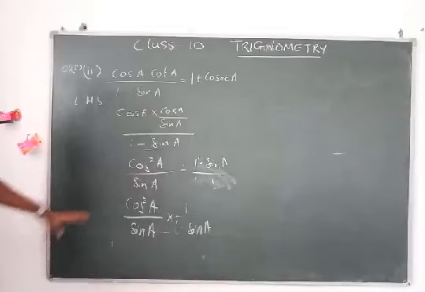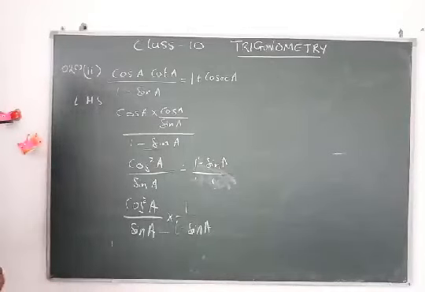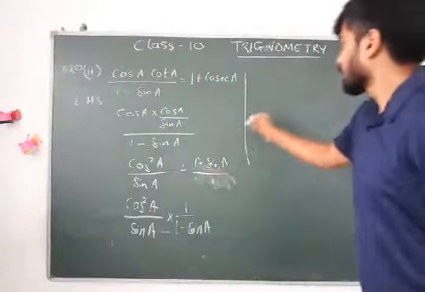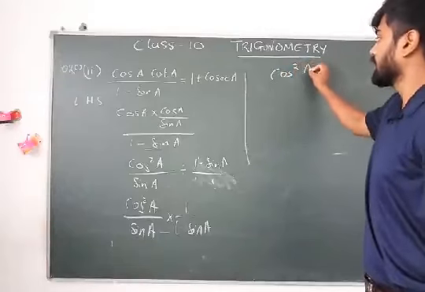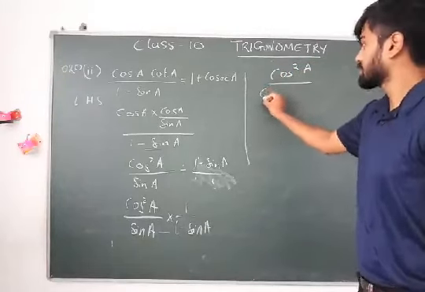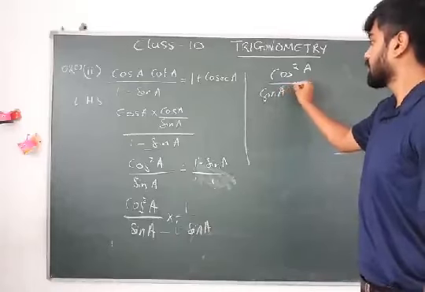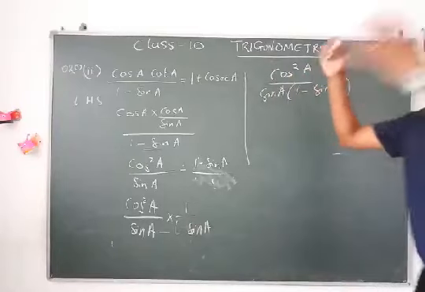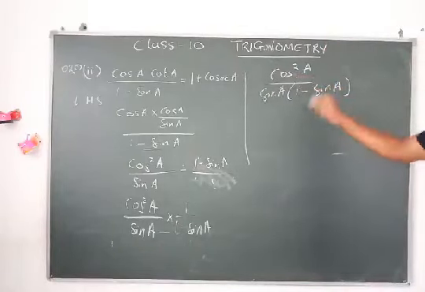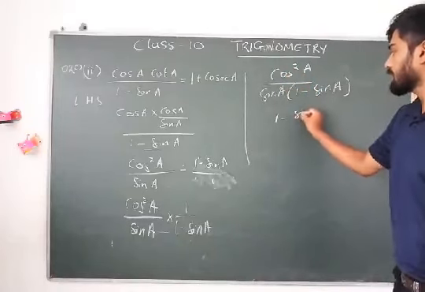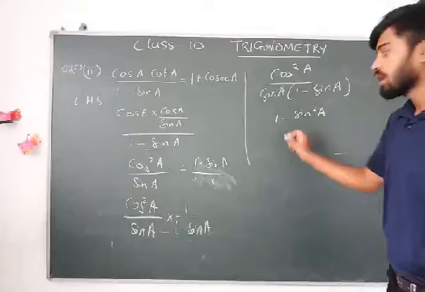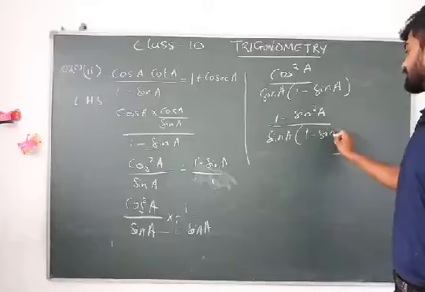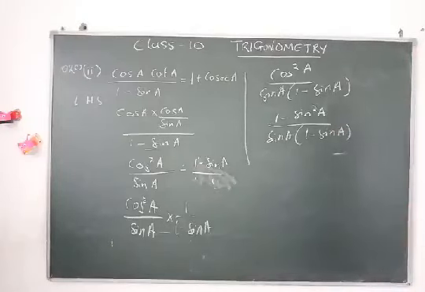And then I can change this. How will I change this? Can you think of what I can do ahead? Have a look over here, I'm writing it here. Cos square A upon sin A, 1 minus sin A, right? Now everything else is in sin, so I'll change this also into sin. How to change this into sin? 1 minus sin square A upon sin A bracket 1 minus sin A. I hope that's understandable to everyone.